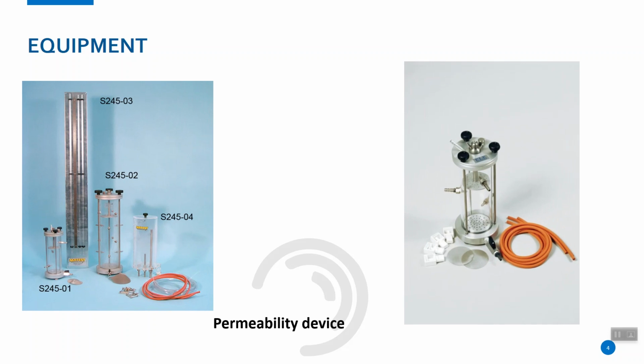First, the permeability device. It must be a complete set of permeability device, such as the mold to place the sample, the water tank, and the required accessories. All of this complete set is called the permeability device. So you need a complete set of permeability device.